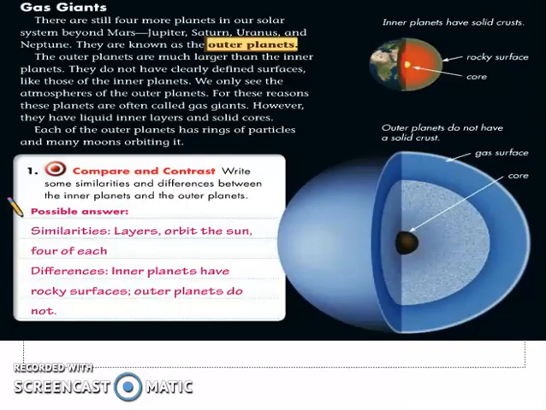Now, let's go back here to question number 1. Compare and contrast: write some similarities and differences between the inner planets and outer planets. The similarities are they have layers, they have cores, and they have surfaces. At the same time, both kinds of planets orbit around the sun. The differences are that inner planets have a rocky surface while the outer planets don't.